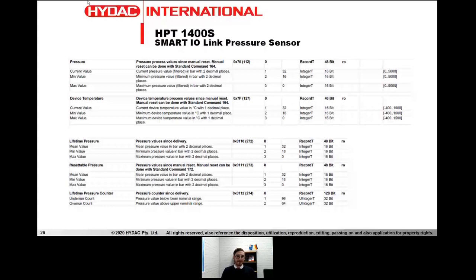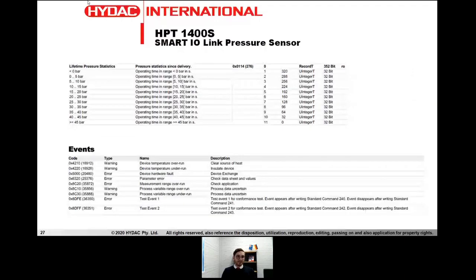So you can monitor for the life of the sensor to see what has been the maximum, the minimum, and the average value that this sensor has ever seen in its life. But also what's cool, you can record how many times the sensor has gone above its nominal range, which will be the pressure rating or the measuring range specified on the data sheet, and also has gone under that. So you can see how many times you've had pressure spikes and things like that. You can read that value in your PLC.